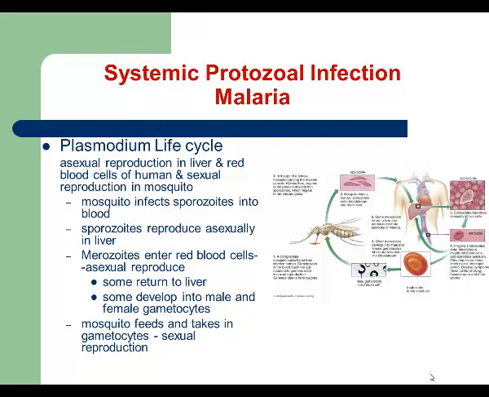Plasmodium malaria has a complex life cycle. It has 2 cycles, sexual reproduction and asexual reproduction. And once again, we already covered the life cycle of Plasmodium malaria in one of our previous lectures. I just remind you that sexual reproduction occurs in mosquitoes' GI tract, and asexual reproduction of Plasmodium malaria occurs in the body of infected human or animal.